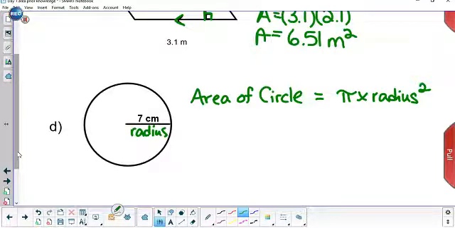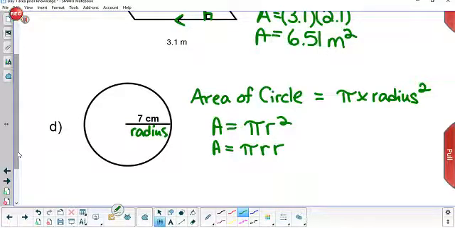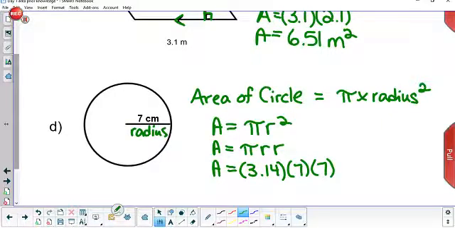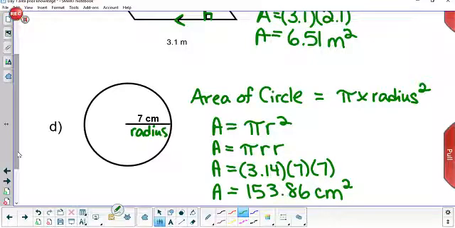Radius squared means radius times radius. So when we're looking at the area of a circle, it's often written like this, pi r squared. We can consider it as being pi times r times r, because r squared means r times r. Or you can use an exponent button on your calculator. Pi is always 3.14. The radius in this example is 7, so we'll have 7 times 7. When we multiply all three of these numbers, you will get 153.86 centimeters squared. And that will be the area of this circle.